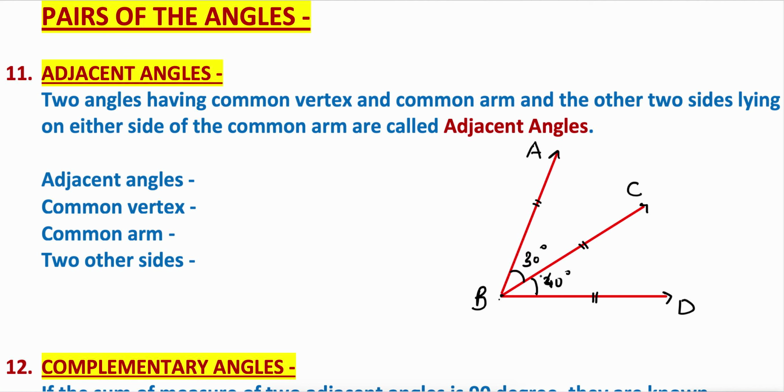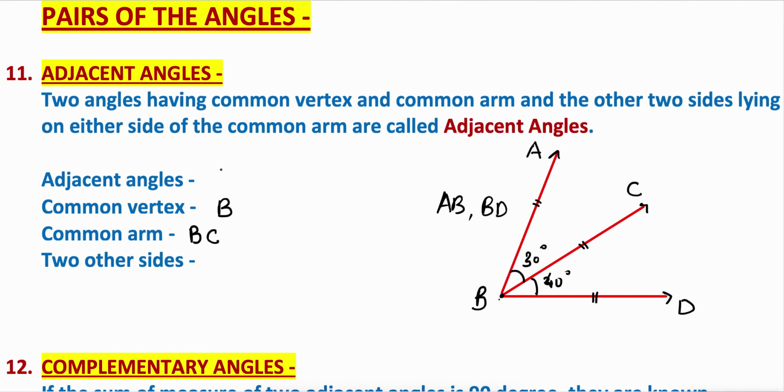So the two angles have a common vertex. Here the common vertex is B and the common arm is BC. And the other two arms are lying on either side of the common arm. So the other two arms are arm AB and arm BD, which are lying on either side of the common arm BC. So the angles formed are called the adjacent angle.